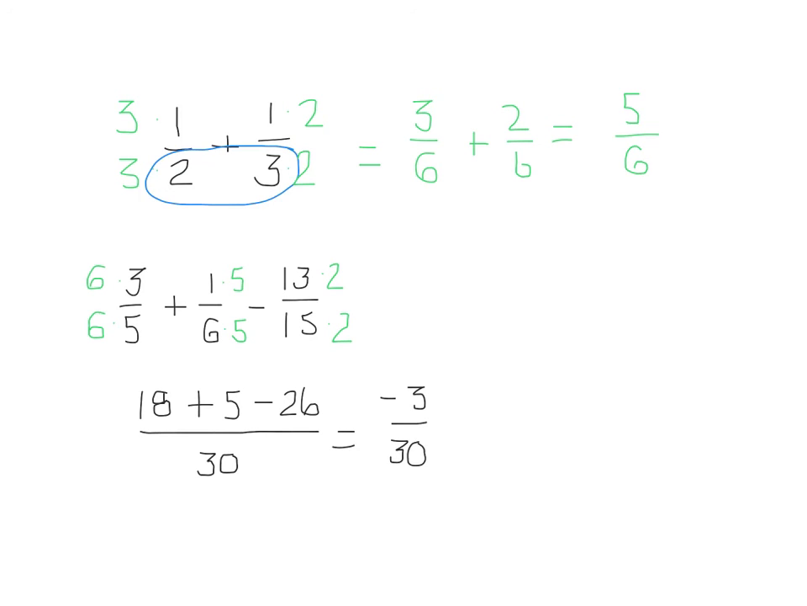But I'm not done here, because I can tell that that fraction can be simplified. Both top and bottom are divisible by 3. So if I divide by 3, on top I get 1. If I divide by 3, on bottom I get 10. So my final answer would be -1 over 10.